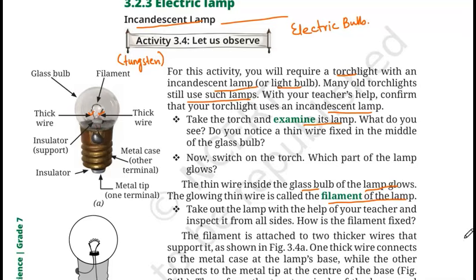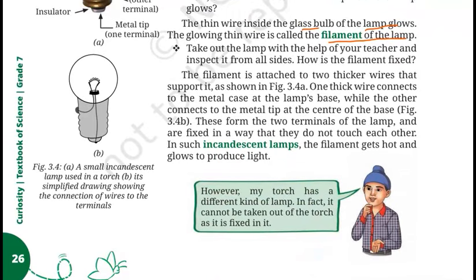All right. So the filament is attached to two thicker wires that support it. One thick wire connects to the metal case at the lamp's base, while the other connects to the metal tip at the center of the base. These form the two terminals of the lamp, and are fixed in a way that they do not touch each other.